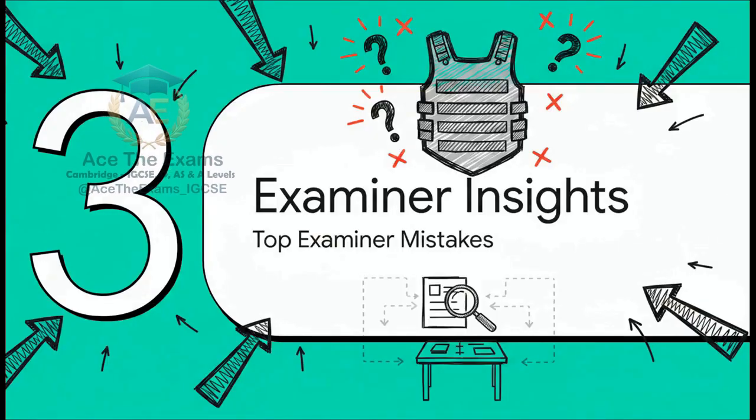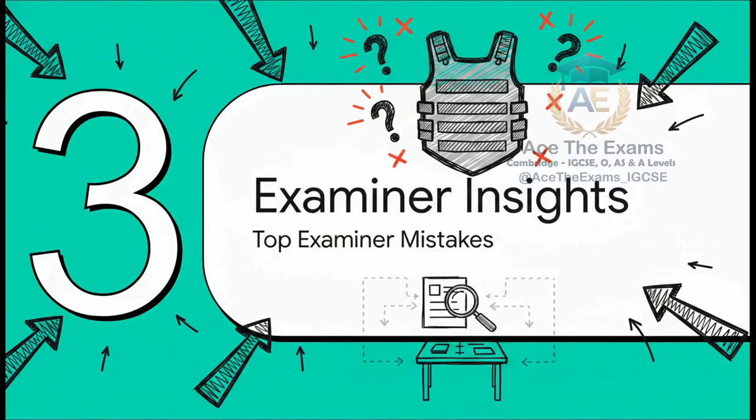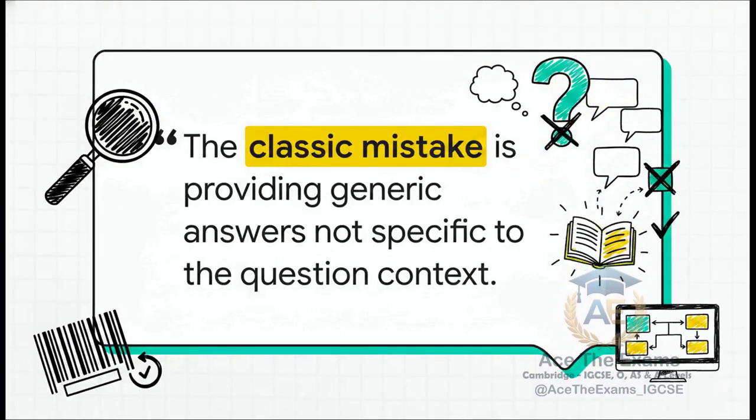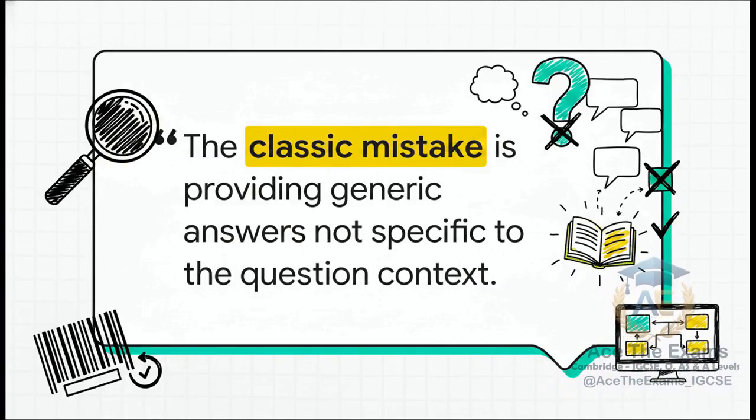Now let's transition from what you should do to what you absolutely must avoid. Section 3, top examiner mistakes. I need you to listen very closely to this because this is straight from the source. Examiner alert. The classic mistake is providing generic answers not specific to the question context. Always link every point to the given scenario. I literally cannot emphasize this enough.